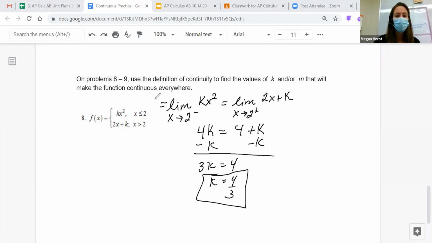And again, the reason why I didn't have to do f of 2 is because f of 2 is exactly equal to this expression right here in this instance. You could write that if you wanted to, just to make sure you're covering all your bases, but we would get 4/3 for this problem.